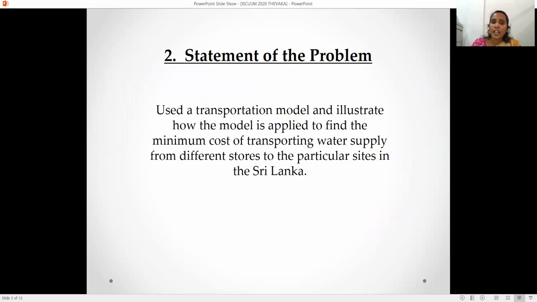In our study, we identify the research problem as using a transportation model, and illustrate how this model is applied to find the minimum cost of transporting water supplies to different places.